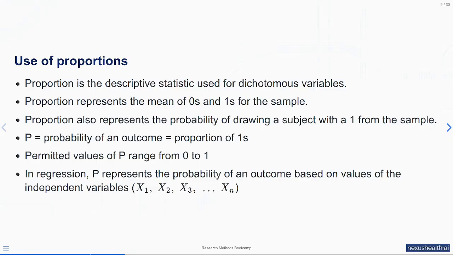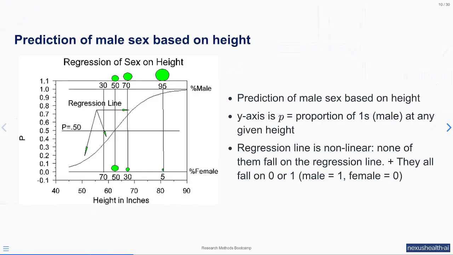Now remember that the permitted value of p ranges from 0 to 1. You cannot have negative p, and it certainly cannot be more than 1. So in regression, p represents the probability of an outcome based on the values of the independent variables. And so that's what it is for us in logistic regression.